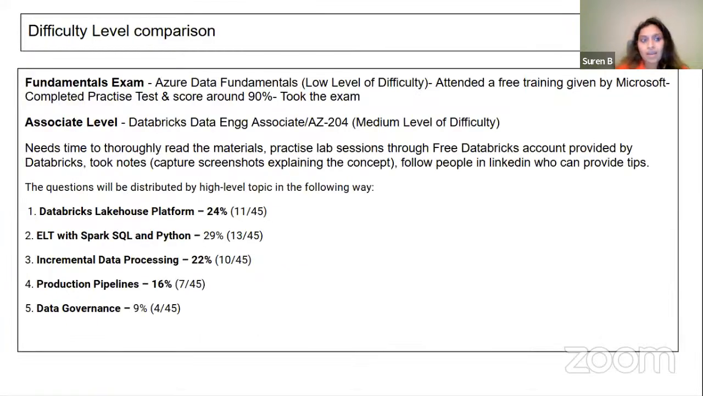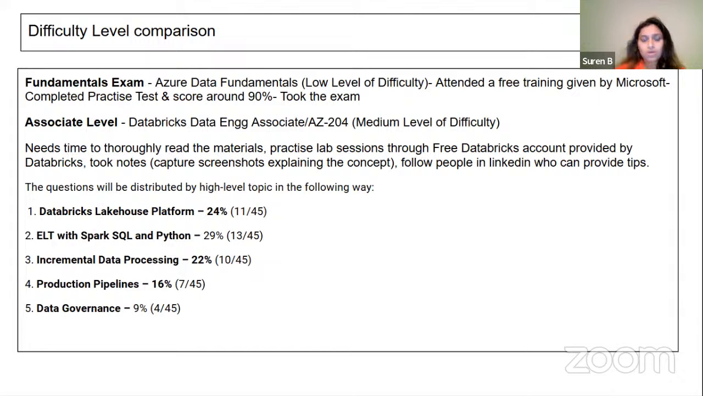The next thing that I want to talk about is the difficulty level comparison. I have taken the Azure Data Fundamentals exam before, and I would say that was the easiest exam. The preparation didn't take a lot of time. I just took a free training that's offered by Microsoft. They offer it every month on certain days, and they go through all the topics that are covered in the exam.